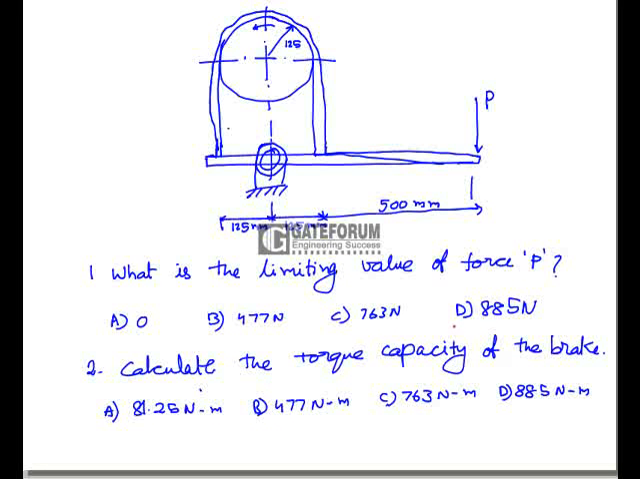So if you observe here, the drum is rotating in anti-clockwise direction. That means the tight side of the band occurs at this side and the slack side occurs at this side. So this is considered as the tight side and this is considered as the slack side, and generally maximum tension occurs on the tight side and minimum tension occurs on the slack side.